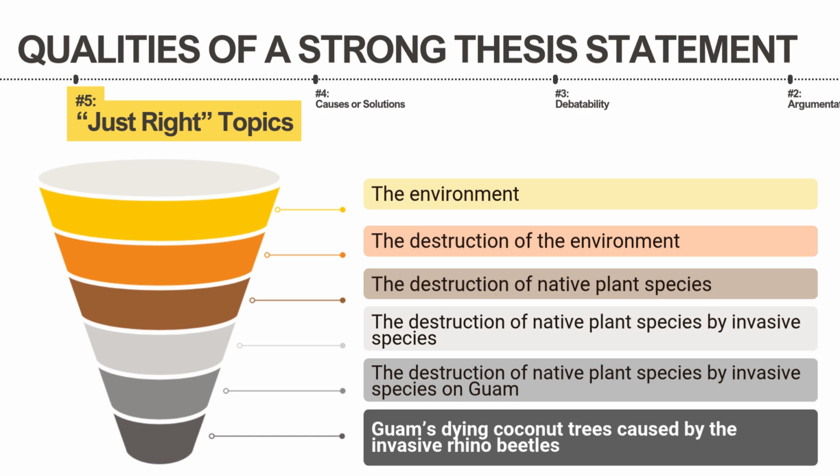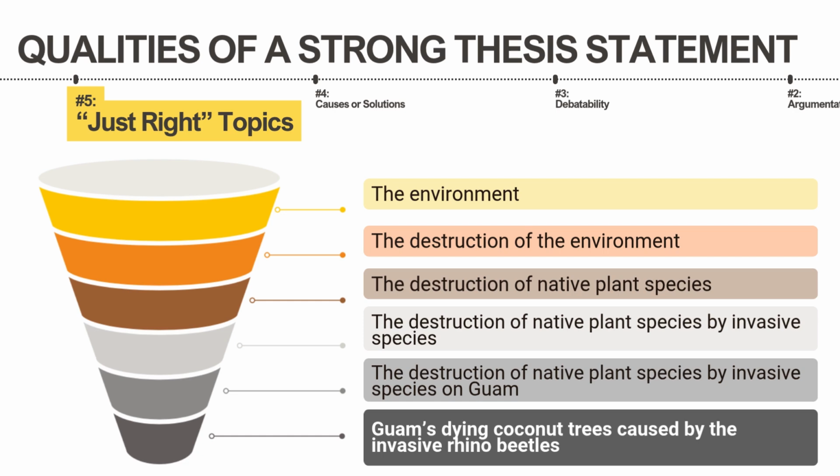So we start with the environment, but let's make it more specific. Maybe I want to look at the destruction of the environment. But that's still really huge too, because there's a lot of things in our environment that are being destroyed by invasive species, humans, etc. Right? So let's look at something more specific. Okay, so let's look at the destruction of native plant species. Okay, and make it even more specific, let's just look at the destruction of native plant species by invasive species.